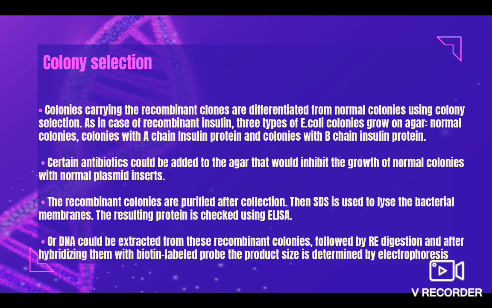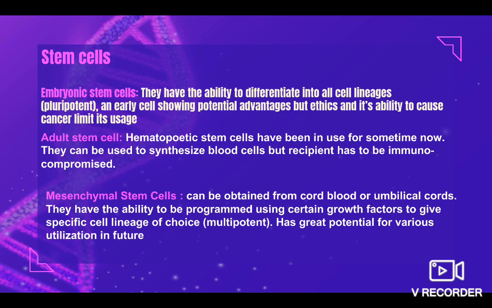As in the case of recombinant insulin, three types of E. coli clones grow on agar: normal clones, clones with A chain insulin protein, and clones with B chain insulin protein. A certain antibiotic could be added to the agar that would inhibit the growth of normal clones with normal plasmid inserts. What will this do? Growth will occur only for the A chain insulin protein and the B chain insulin protein clones.